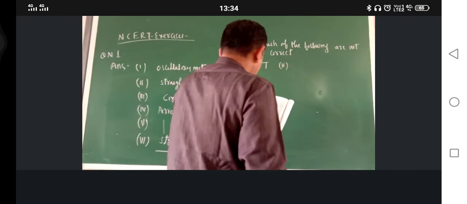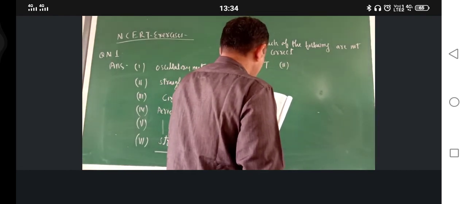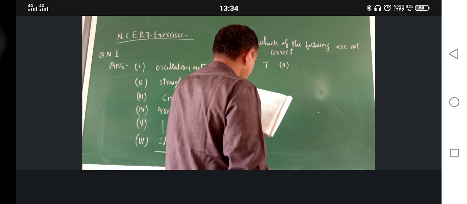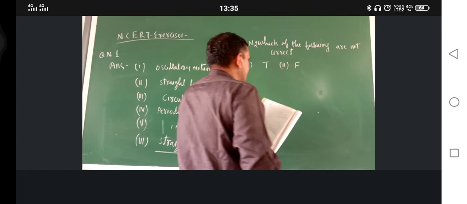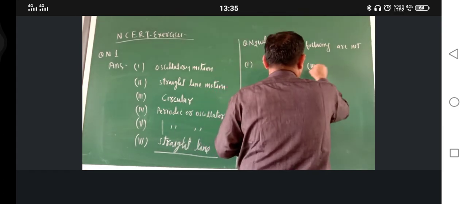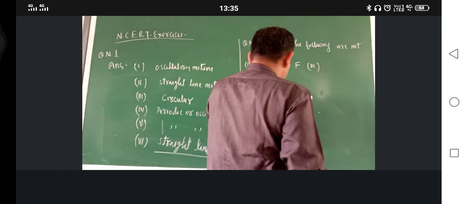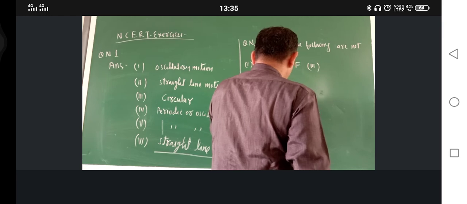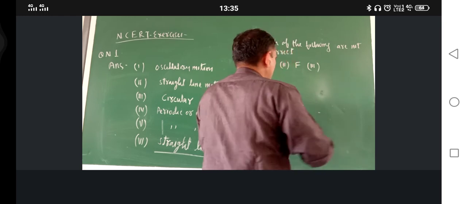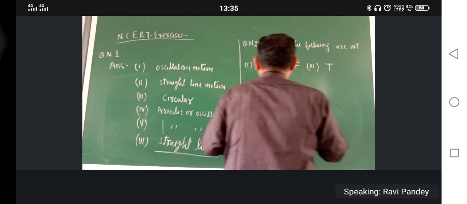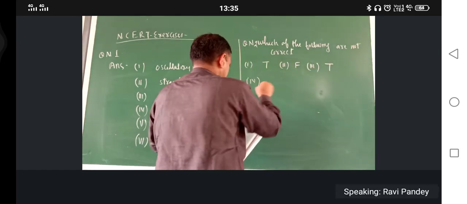Second one is every object moves with a constant speed. Every object moves? No, some object may not be moved with constant speed. Third one, distance between two cities are measured in kilometer. True. Yes, true. Now fourth one.